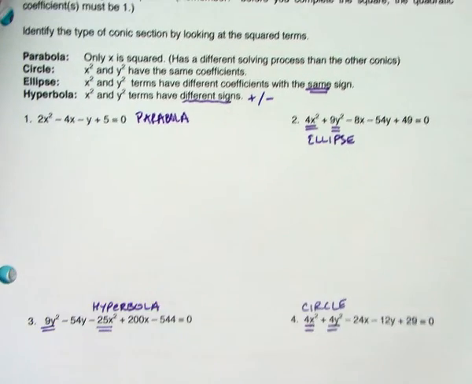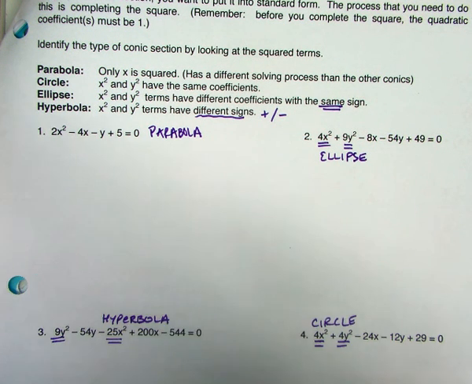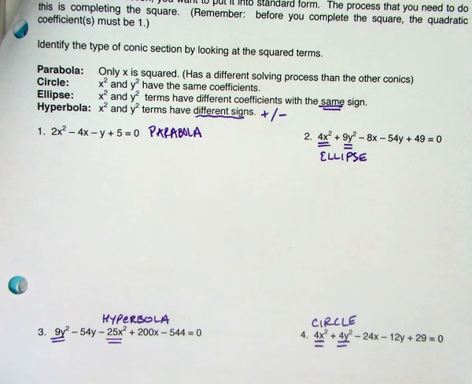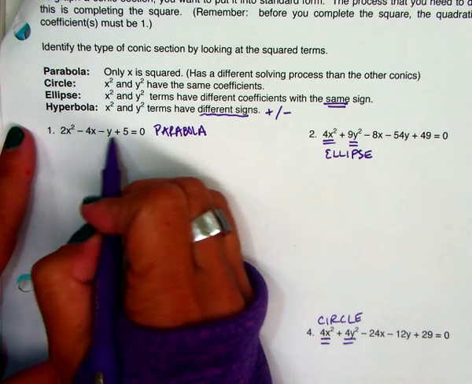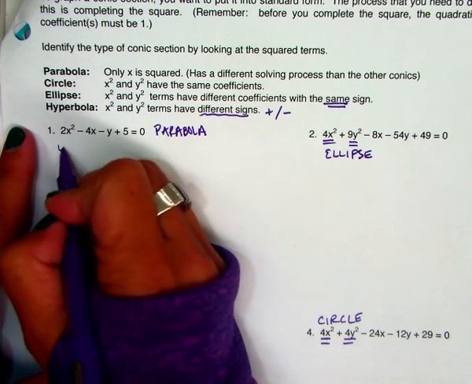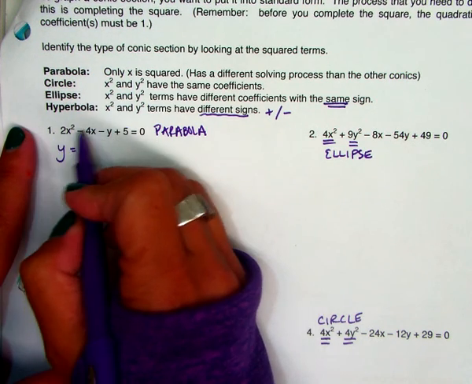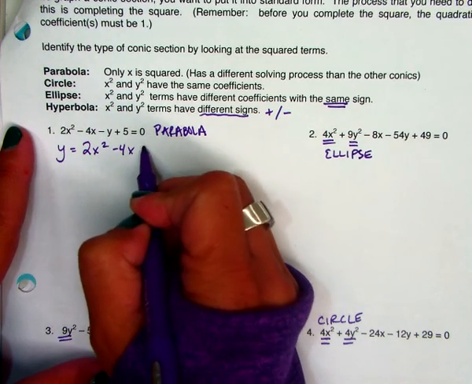Once you've identified what each shape is, now you can go ahead and complete the square. The parabola is the one that's a little different. The ellipse, circle, and hyperbola are going to have some similarities, but the parabola is going to be a little different. So let's go through there and start. Notice that y is the one that's by itself, so I'm just going to move that by itself. So I have y equals 2x squared minus 4x plus 5.